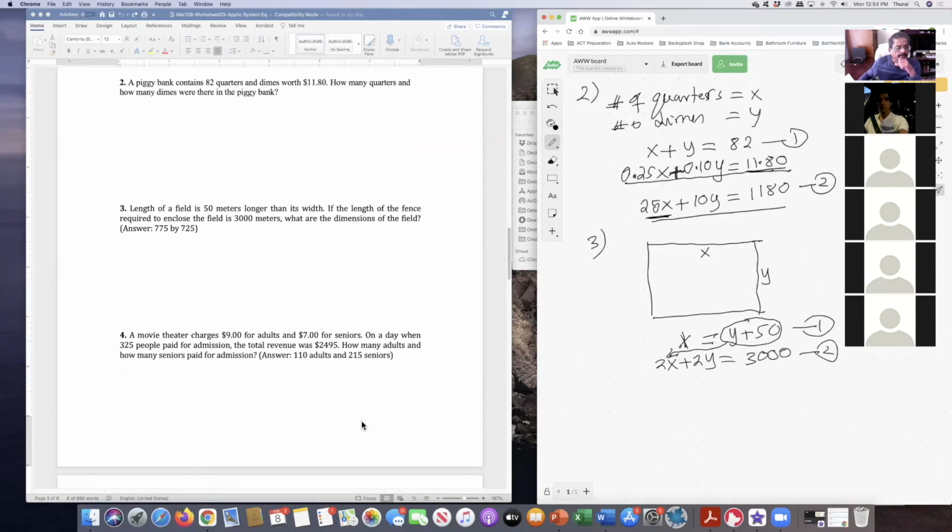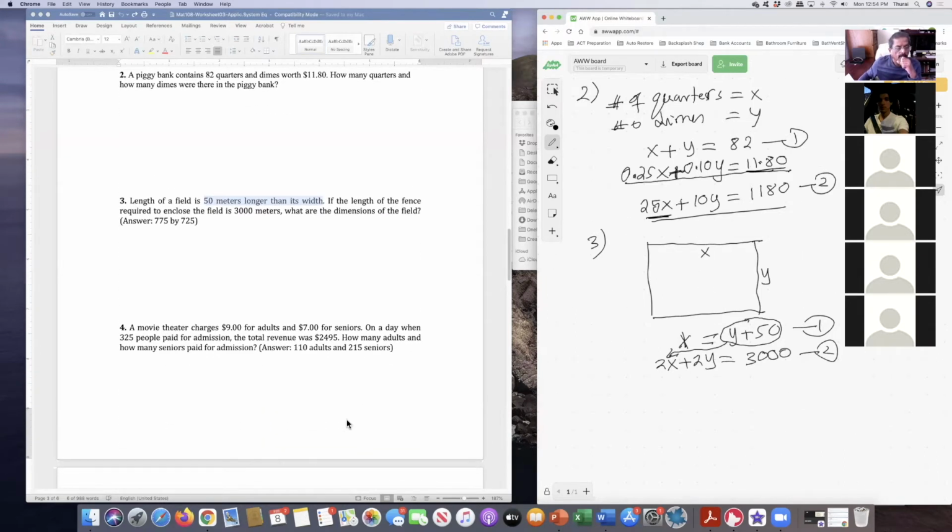Moving on to number 4. A movie theater charges $9 for adults and $7 for seniors. One day when 325 people paid for admission, the total revenue was $2,495. That means total money collected was $2,495. The other piece of information is 325 people paid for admission. So 325 people includes adults and seniors. We don't know how many of each. So that is the question: how many adults and how many seniors paid for admission?